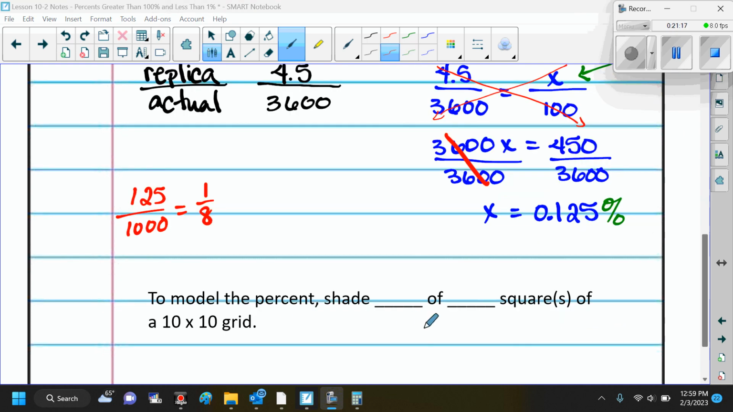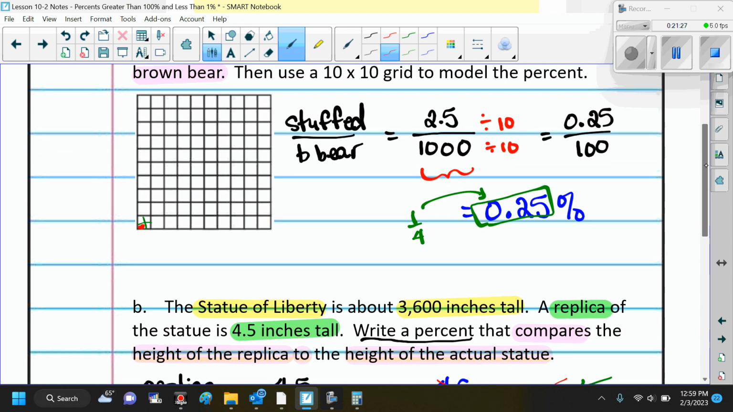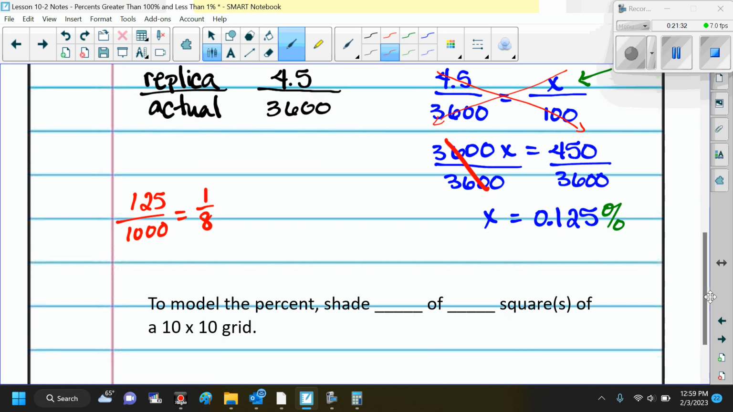Now we need to figure out how much we're going to shade. Like in the previous example, we could say that 0.25 was 1/4. Okay? So what I did down here is I took the 0.125, that's 125 thousandths, and that's 1/8. Okay? So to model the percent, we're going to shade 1/8 of one of the squares on a 10 by 10 grid. Ooh, that's going to be tiny.